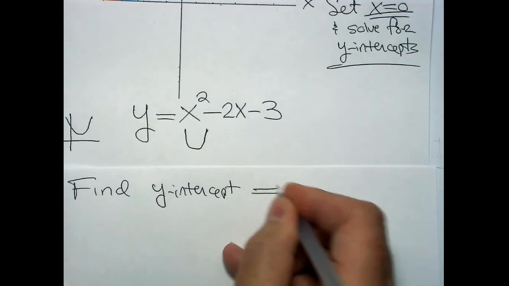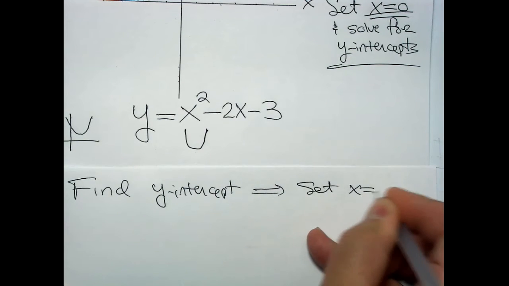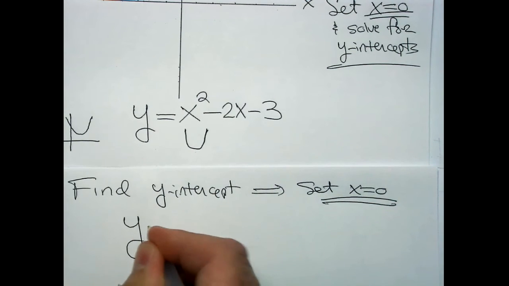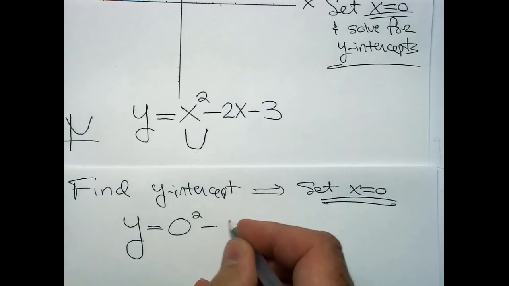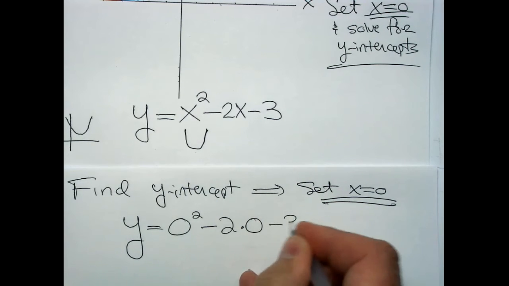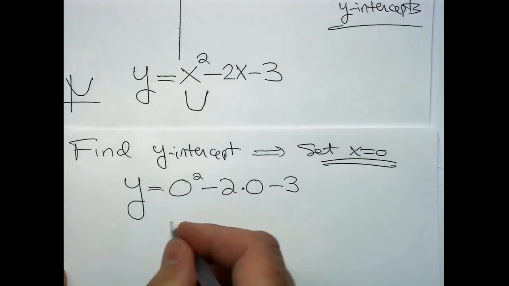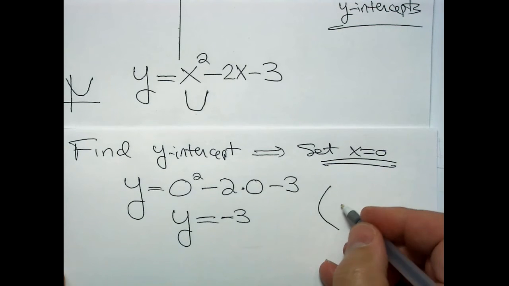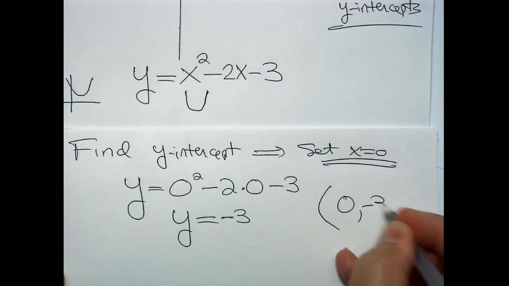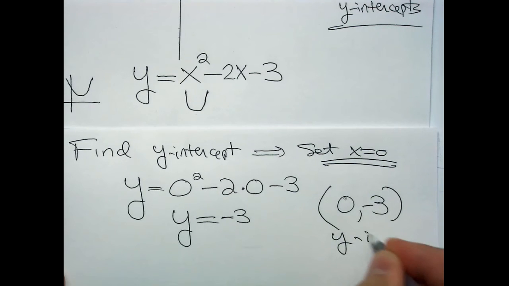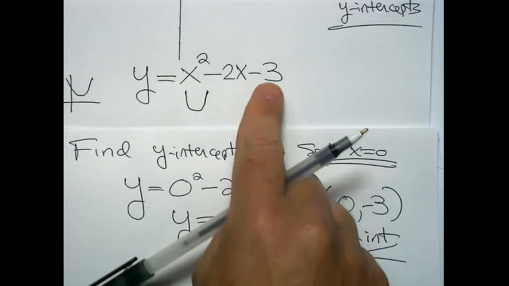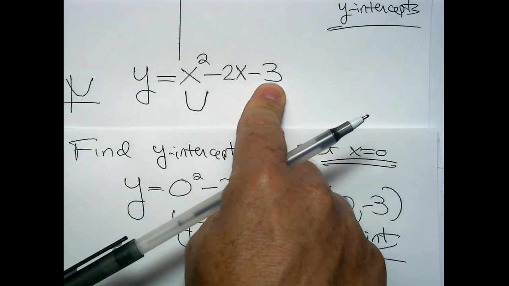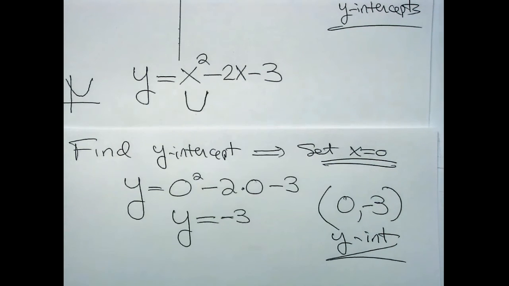And the way we're going to do that is by setting x to 0. So we get y equals 0 squared minus 2 times 0 minus 3. We get y equals, well, minus 3. And there it is, your y-intercept. So finding the y-intercept actually is not very difficult. In fact, the y-intercept is typically the constant hanging at the back of your function there, minus 3.